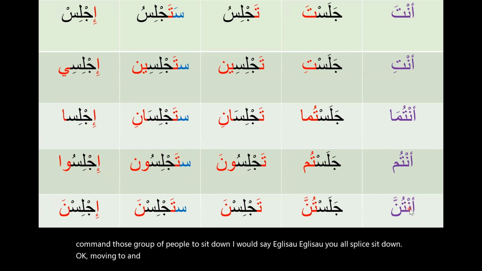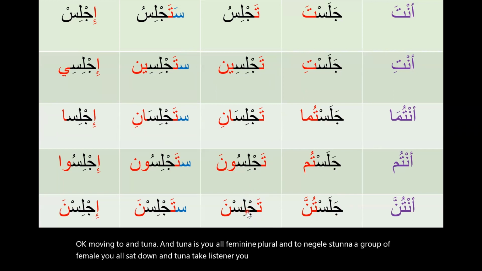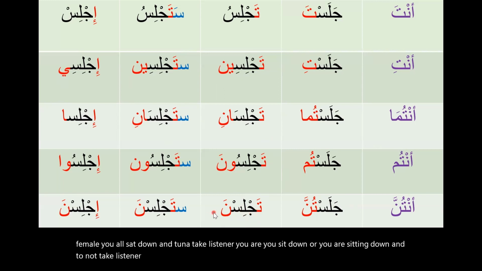أنتن. أنتن is you all, feminine, plural. أنتن جلستن. A group of females, you all sat down. أنتن تجلسن. You sit down or you are sitting down. أنتن تجلسن الآن. Also, that's another form.